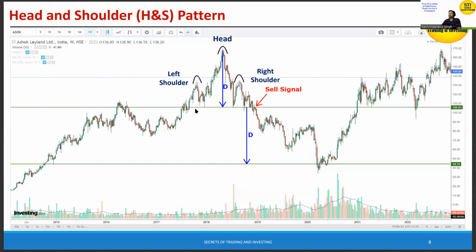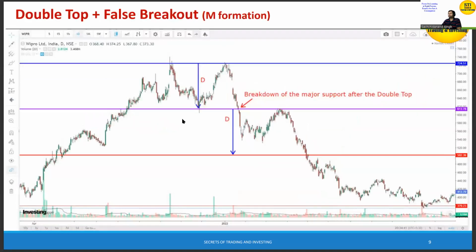Okay, so head and shoulder pattern. The next bearish reversal pattern is called double top. So this example is the double top. As I said with head and shoulder, this is also happening at the top of the trend. Double top can happen in between, but the most effective is when it is a real top.